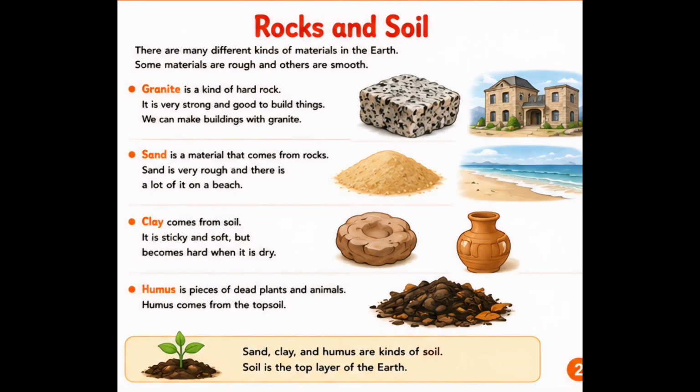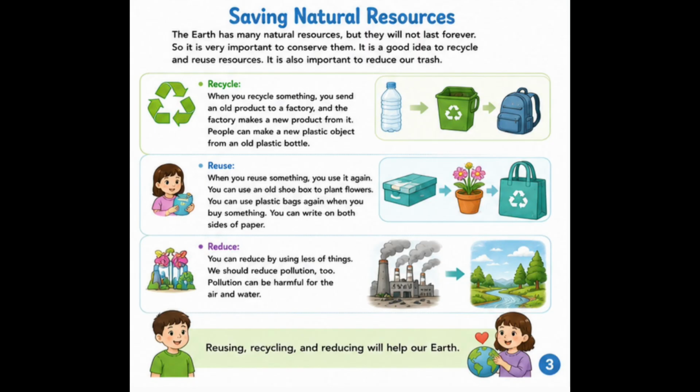Humus is pieces of dead plants and animals. Humus comes from the topsoil. Sand, clay, and humus are kinds of soil. Soil is the top layer of the earth.